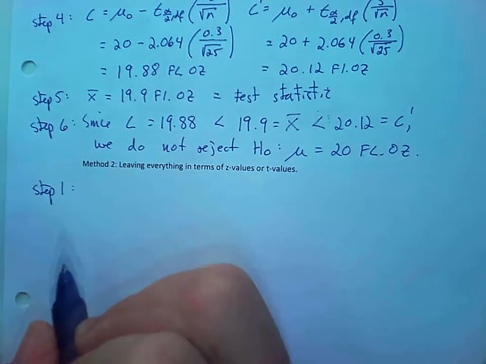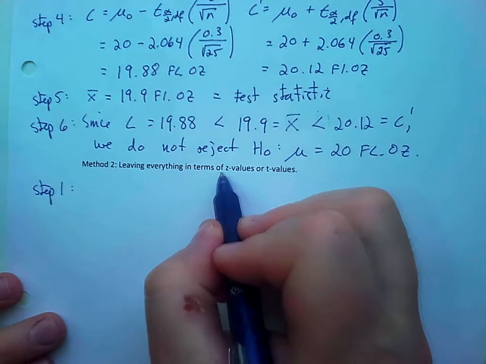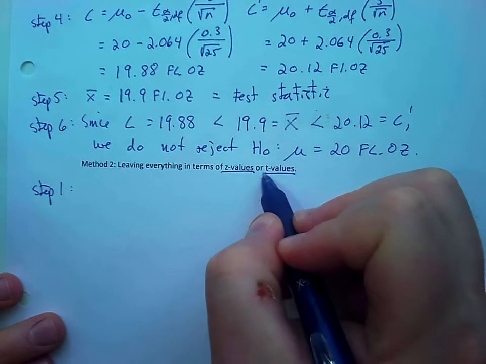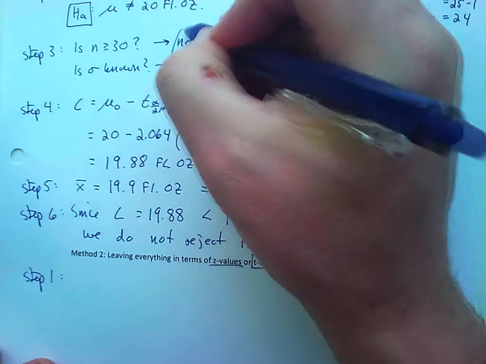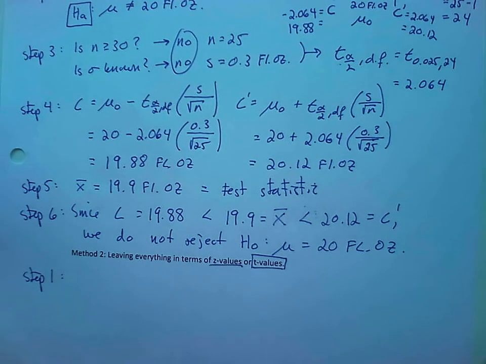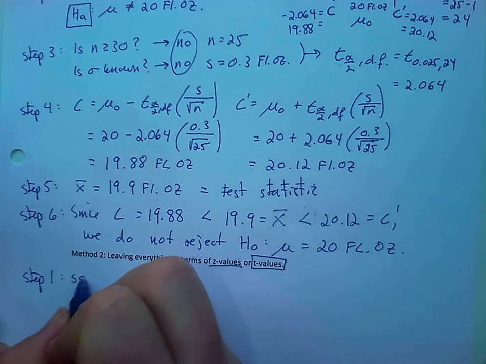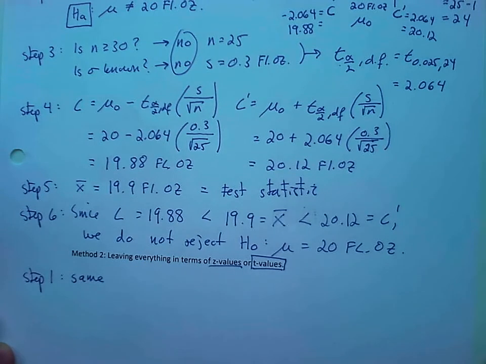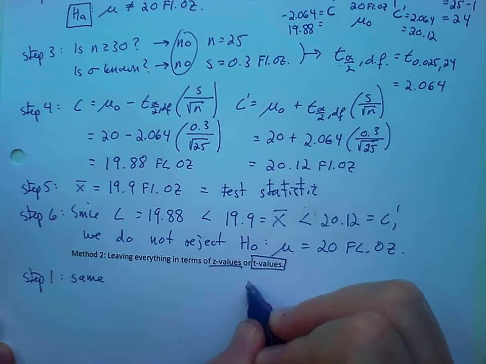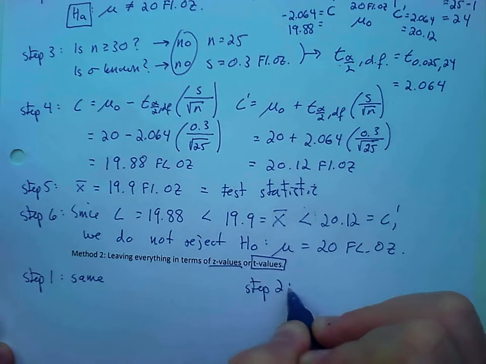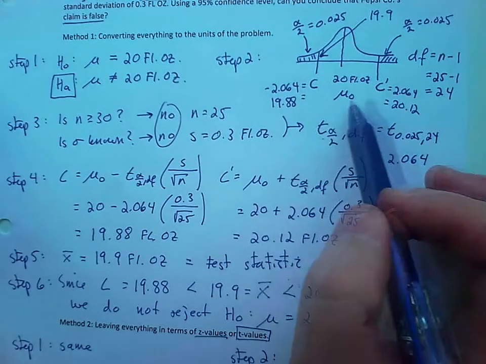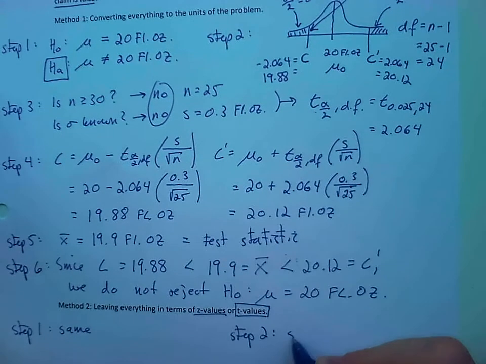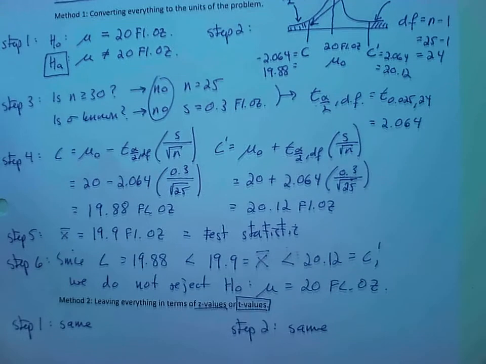Here, for step number 1 in method number 2, where we're converting everything either to z values or to t values, here we're converting stuff to t values since we answered no to both of these questions above. But nevertheless, when we're writing down our null and our alternative hypothesis, that still stays the same. Step number 2, when we're trying to draw ourselves a diagram to visually see what we're trying to accomplish, step number 2 also stays the same.